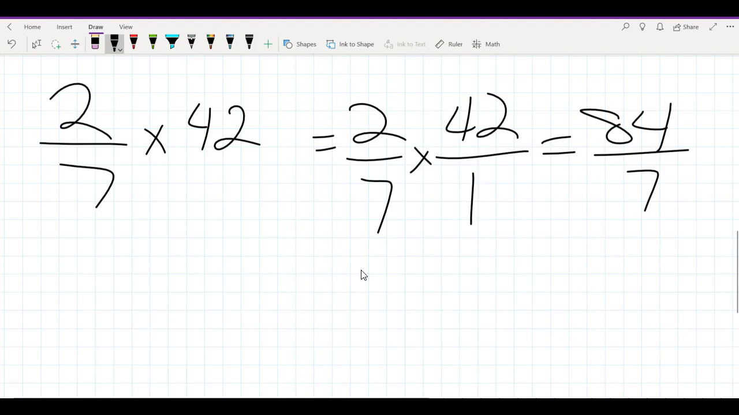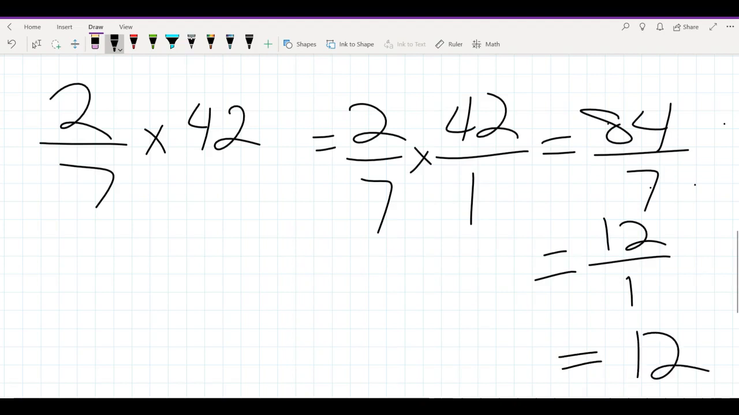So if we divide out the 7, we get 12 over 1, right? 84 divided by 7 would be 12. 7 divided by 7 would be 1. And our result is 12.